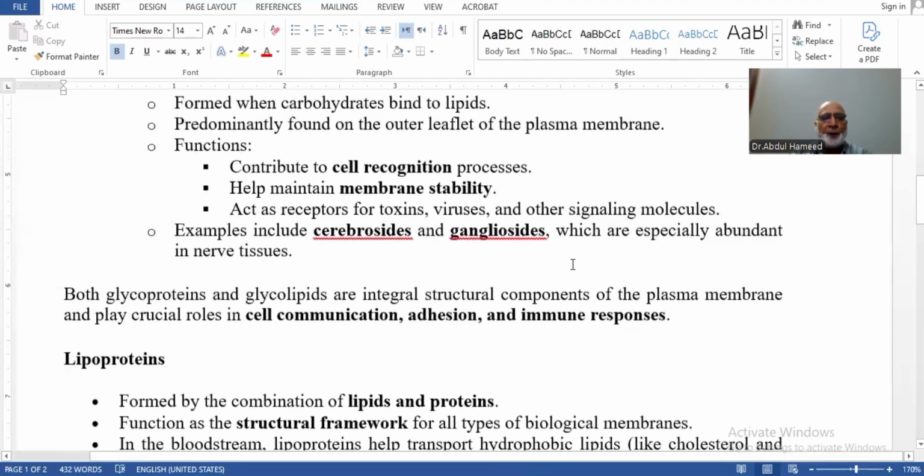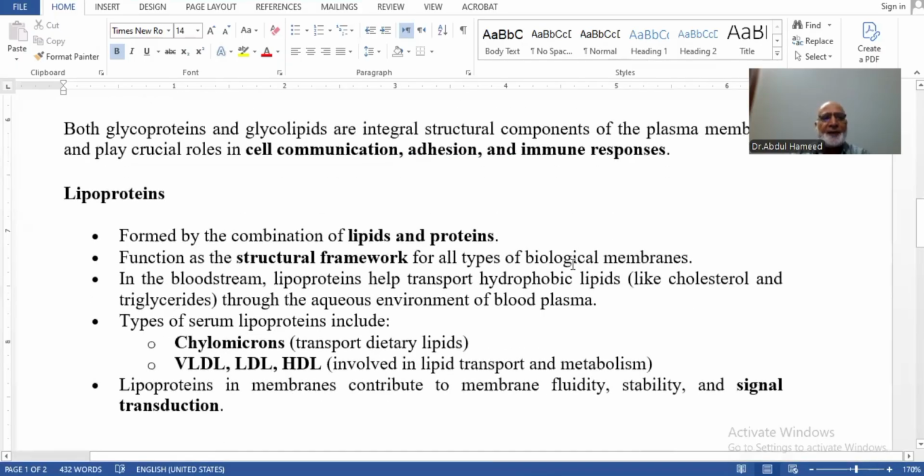Both glycoproteins and glycolipids are integral structural components of the plasma membrane and play a crucial role in cell communication, adhesion, and immune responses. So they perform very vital functions. Then come the lipoproteins, formed by the combination of lipids and proteins, which function as the structural framework for all types of biological membranes.